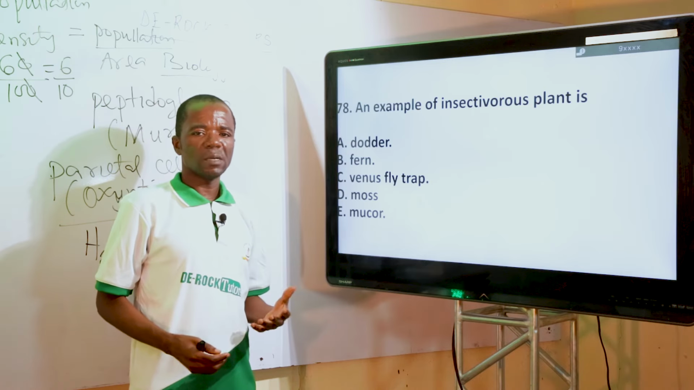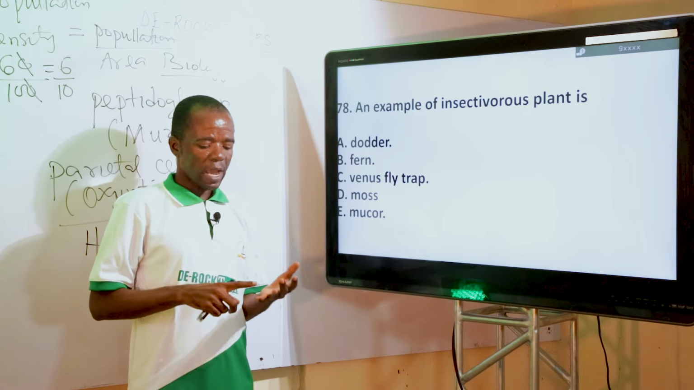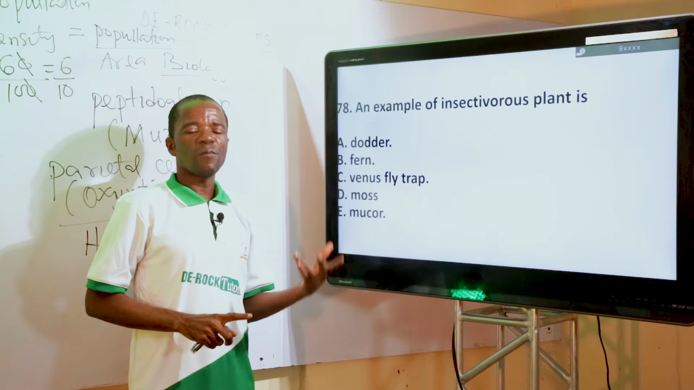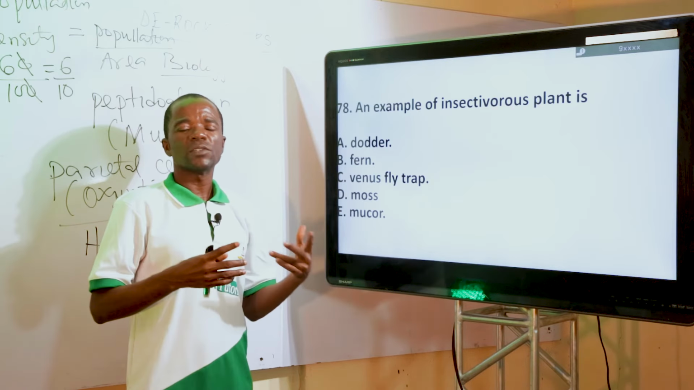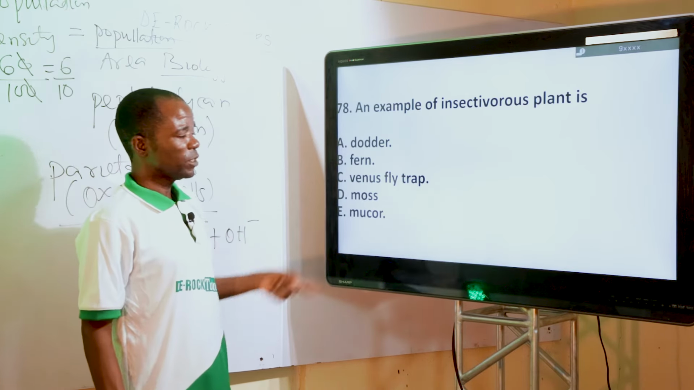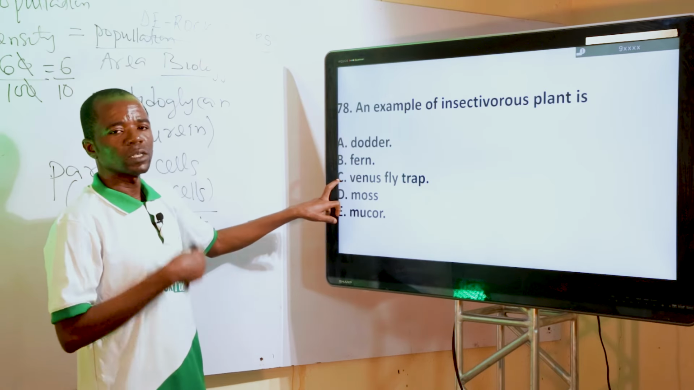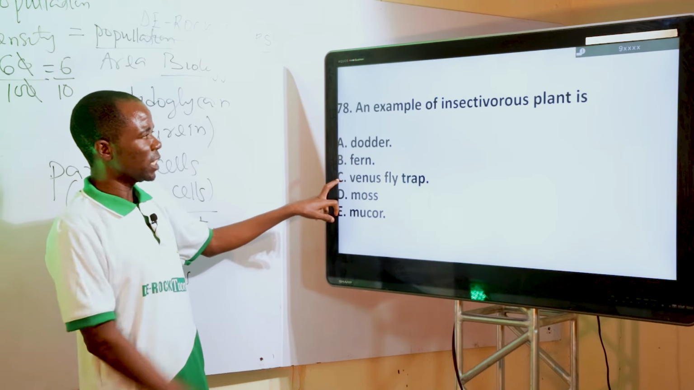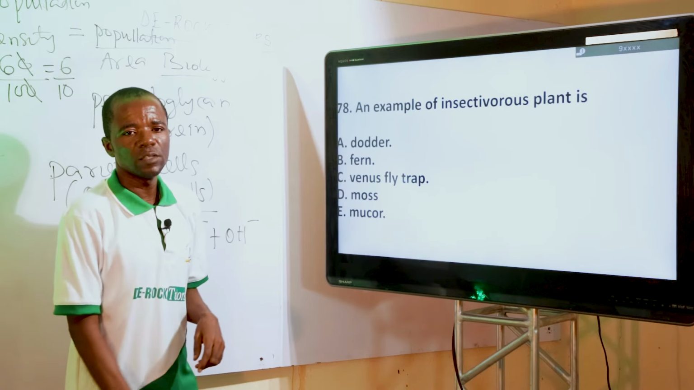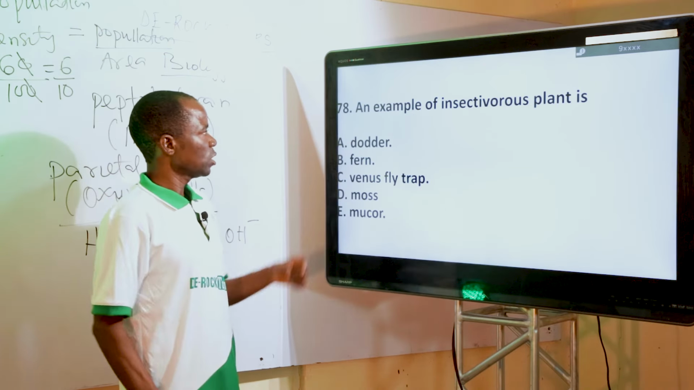And we have various examples of insectivorous plants. We have Venus flytrap, we have pitcher plant, bladderwort, and so on and so forth. And if you take a look at the examples here, the correct answer is option C. Venus flytrap is definitely an example of an insectivorous plant. Let's go to number 79.